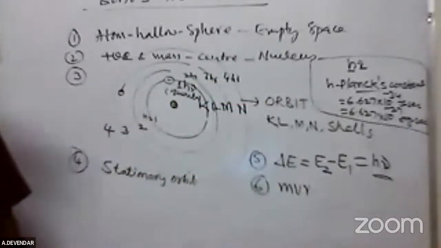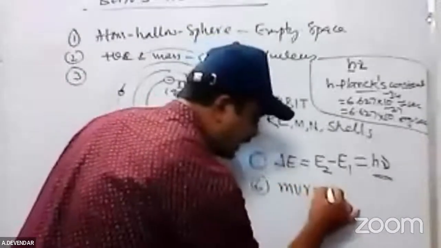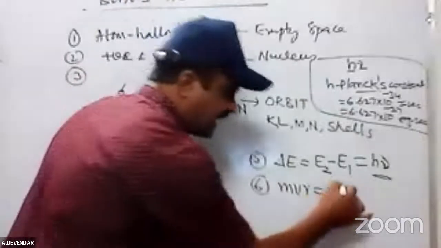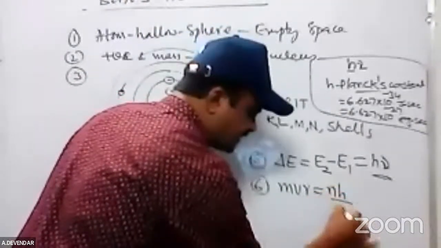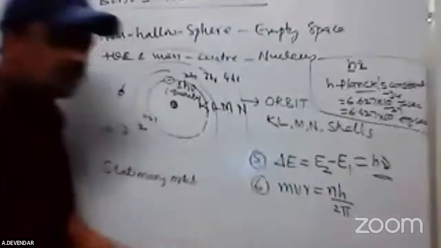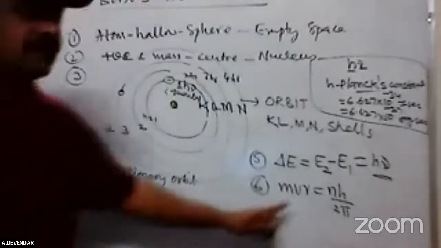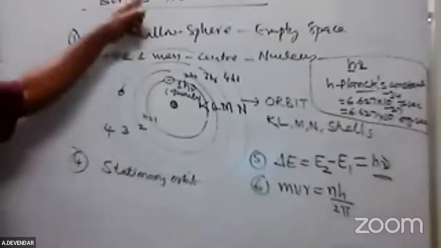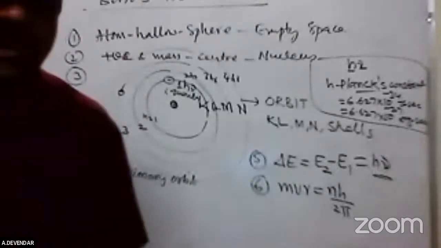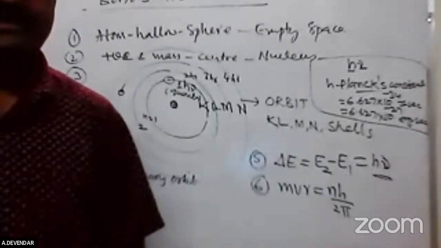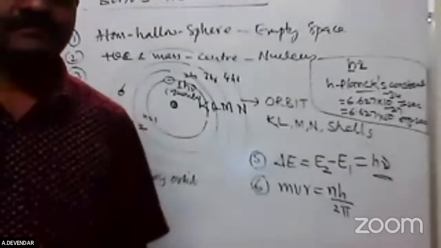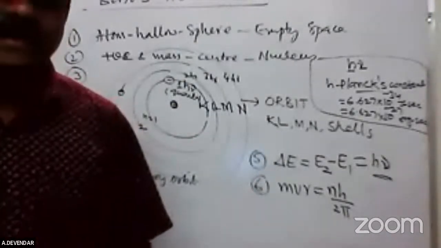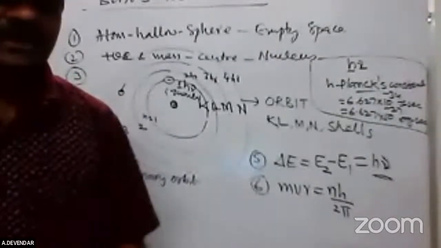Angular momentum must be equal to an integral multiple, integral meaning integer n, of h by 2 pi. That is, the angular momentum is equal to nh by 2 pi, as given by Bohr. How is it, sir? Don't ask that question. Bohr also does not explain why the angular momentum is nh by 2 pi, or why not something else.